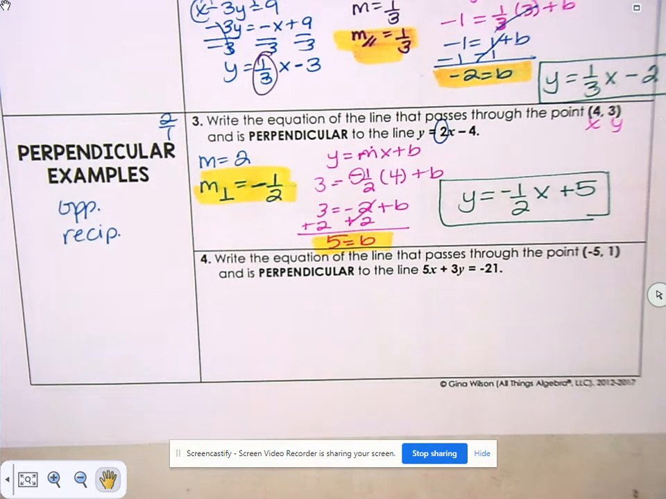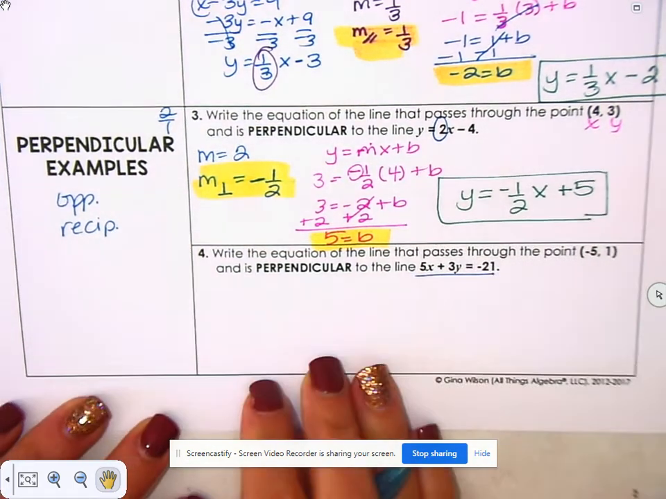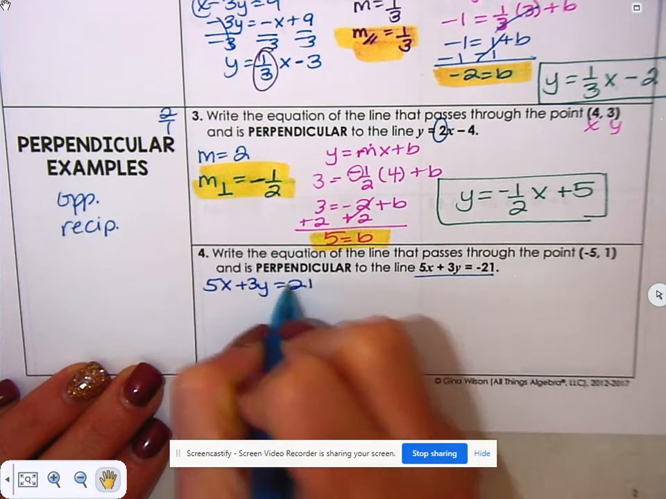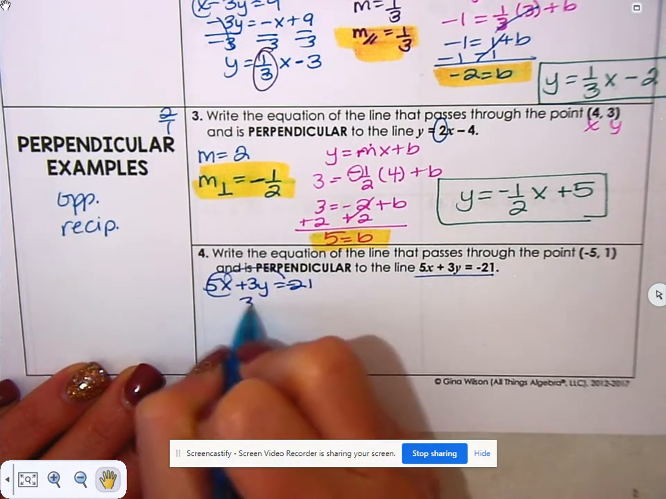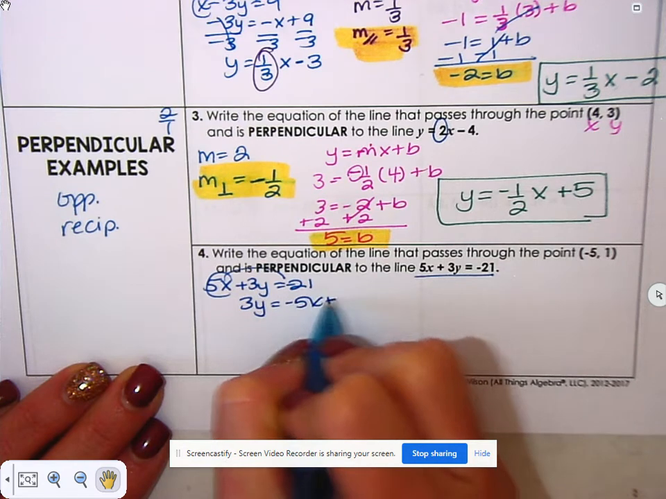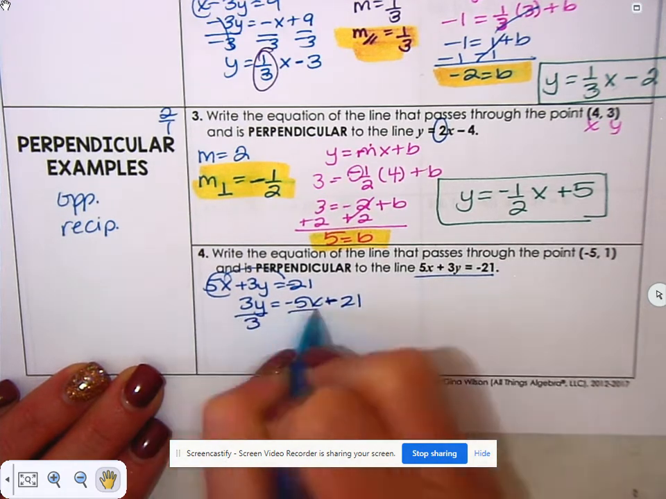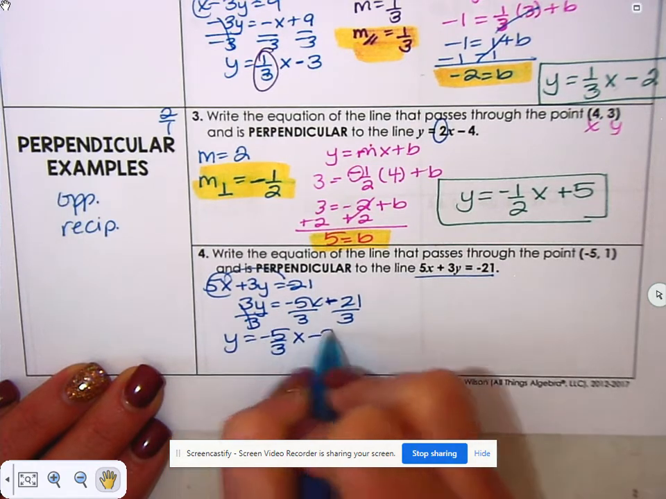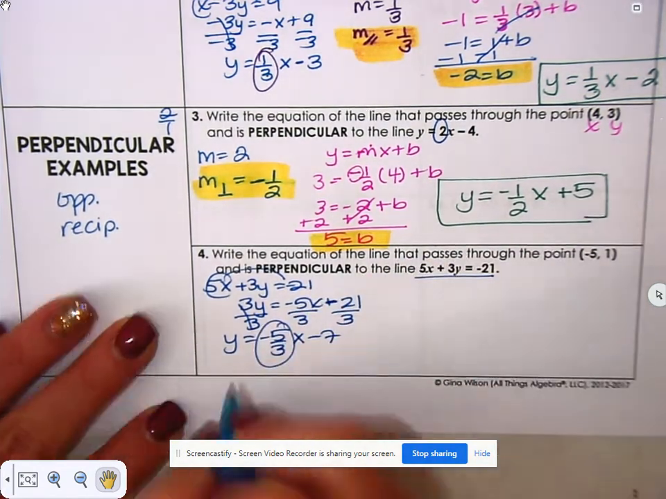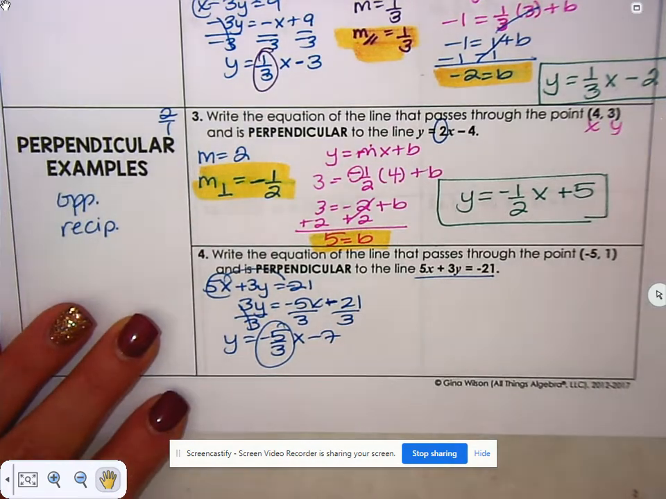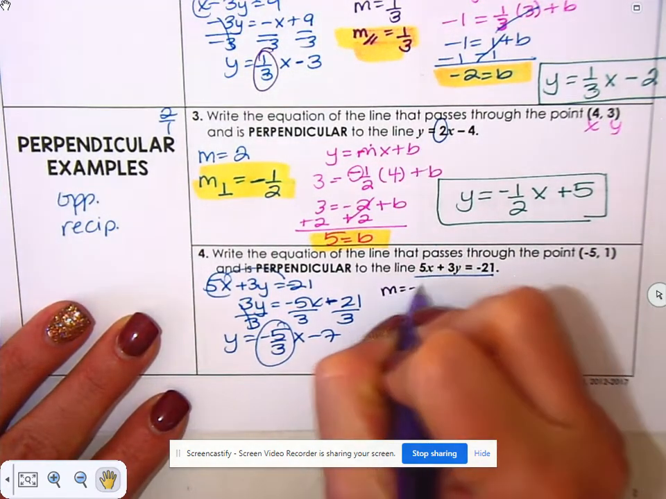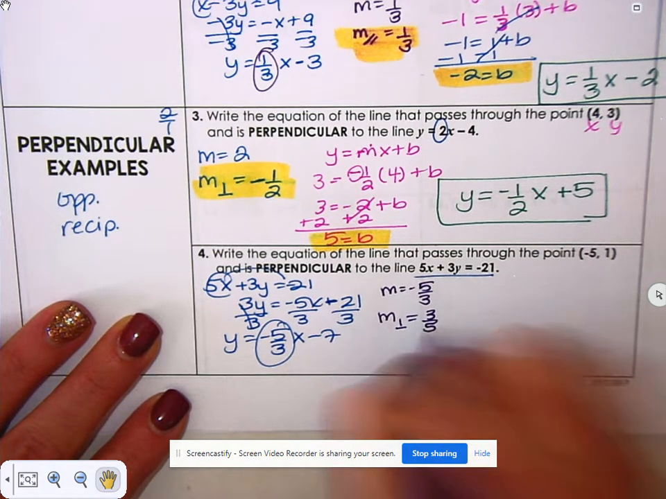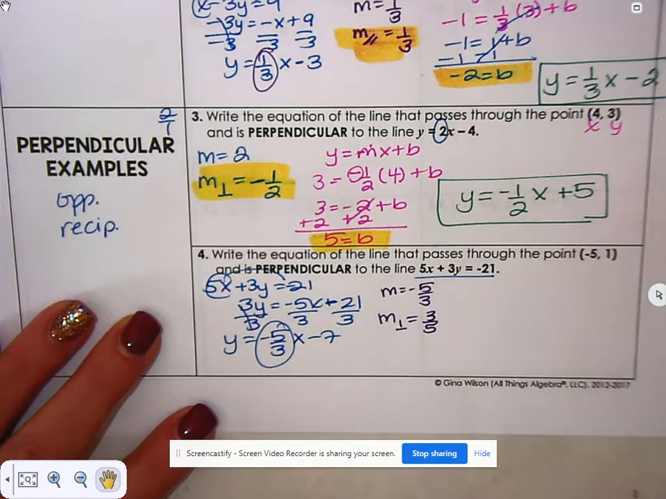All right, number 4. Again, the problem is it's not in slope-intercept form, so we need to do that first. Okay, so we're going to move that x over, so that's 3y equals negative 5x minus 21, divide by 3. But remember that b is not very important to us for these types of problems. So right now my slope is negative 5 over 3. So my perpendicular slope is going to be positive 3 over 5. So that's what we're going to use.